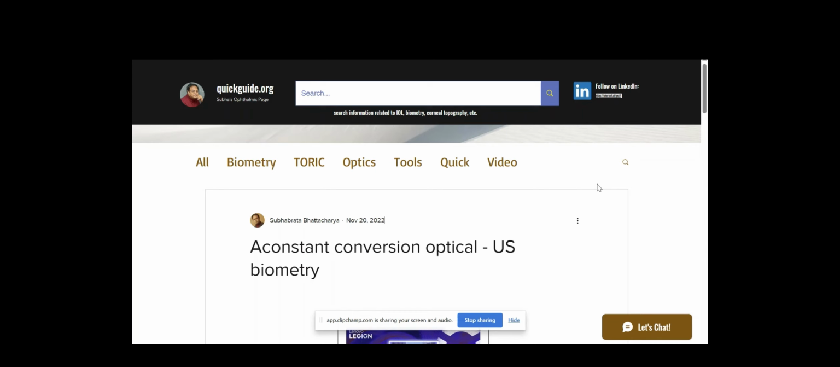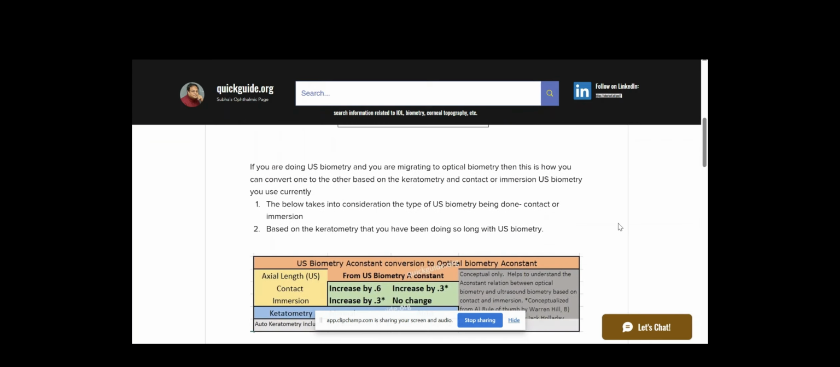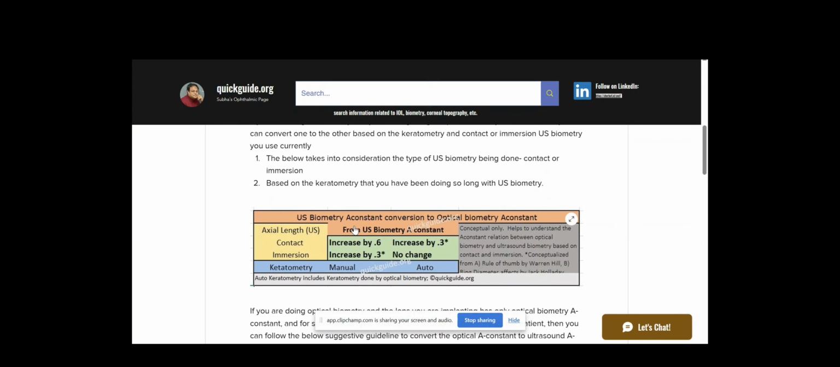Or the other way around, if you have been doing an optical biometry and for some reason for this patient you have not been able to get a reading through the optical biometry because of dense cataracts, how would you adjust the A constant should you be doing an ultrasound biometry? Now, this is a cheat sheet for you, and there are two situations over here. The first one is that you are moving from an ultrasound biometry to optical biometry, right?